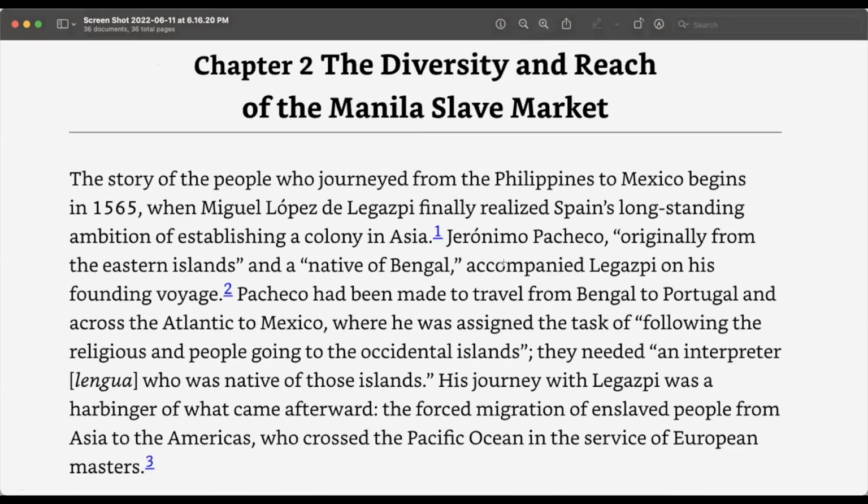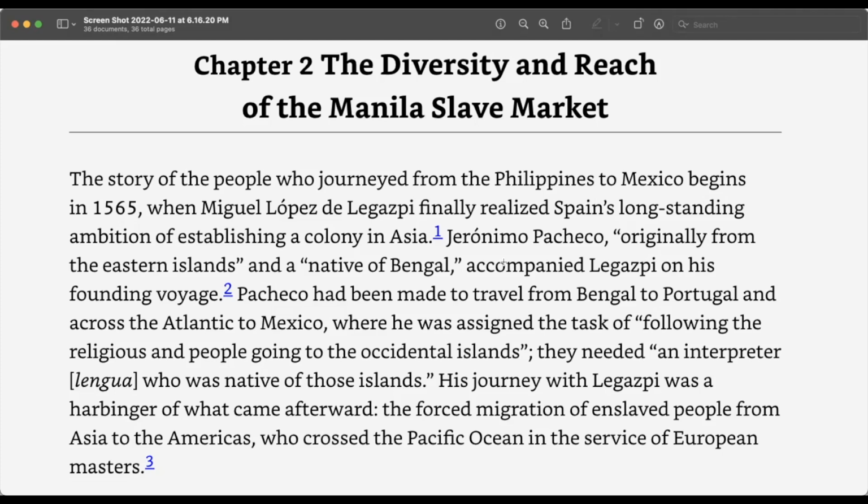The story of the people who journeyed from the Philippines to Mexico begins in 1565. 1500s, guys, when Miguel Lopez de Legazpi finally realized Spain's long-standing ambition of establishing a colony in Asia. Geronimo Pacheco, originally from the Eastern Islands and a native of Bengal, all right, this guy, a native of Bengal, he's Hindu, accompanied Legazpi on his founding voyage. So this guy's kind of helping the Portuguese, right?